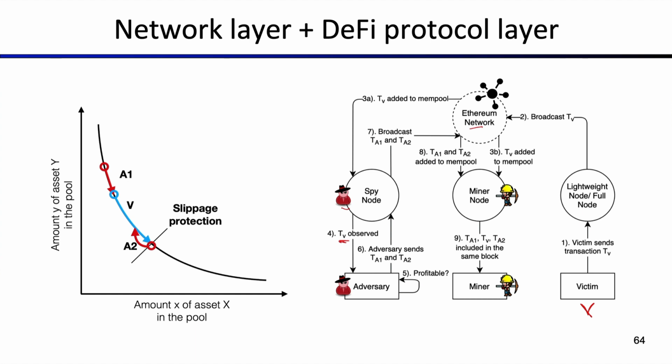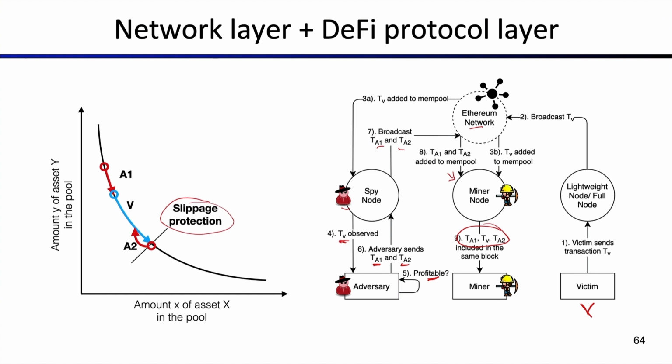Based on the transaction data, it can find out what the slippage protection threshold is. Hence, it can calculate whether it's profitable to execute a sandwich attack. And if it is profitable, then the adversary will create a front-running and a back-running transaction, broadcast these in the network, which will be added to the miner's memory pool, hopefully before the victim is mined. And if the adversary is lucky, he will get all 3 transactions included in the same block, ideally very close to each other. Right?